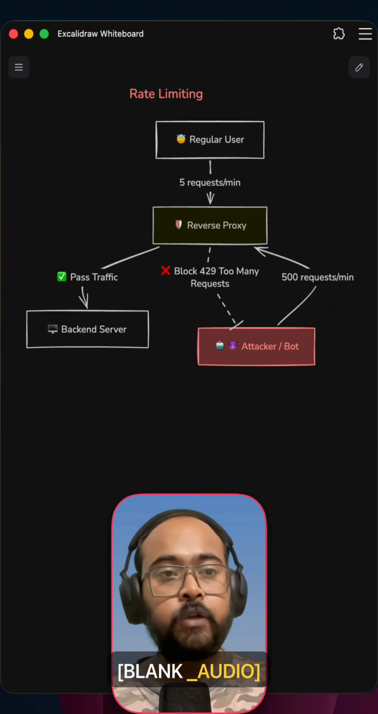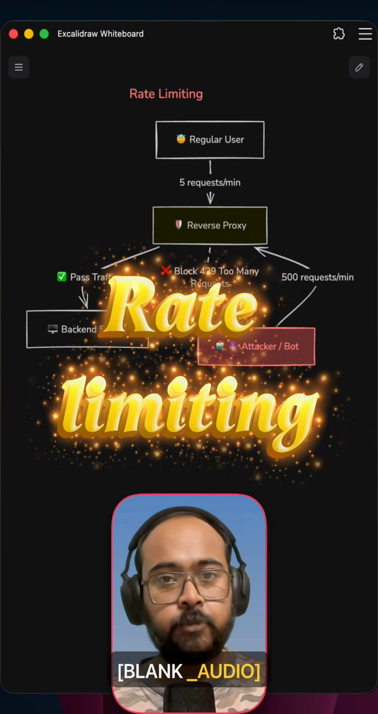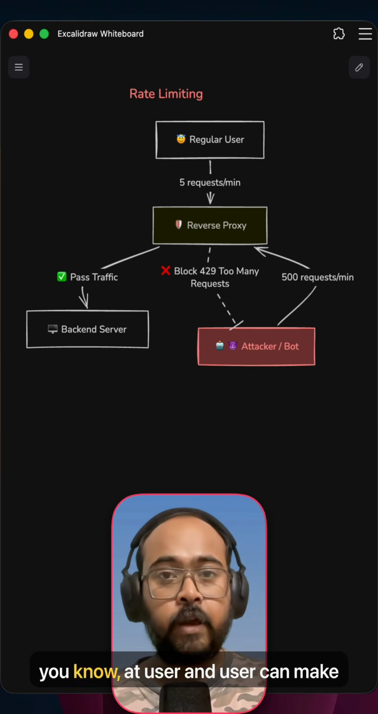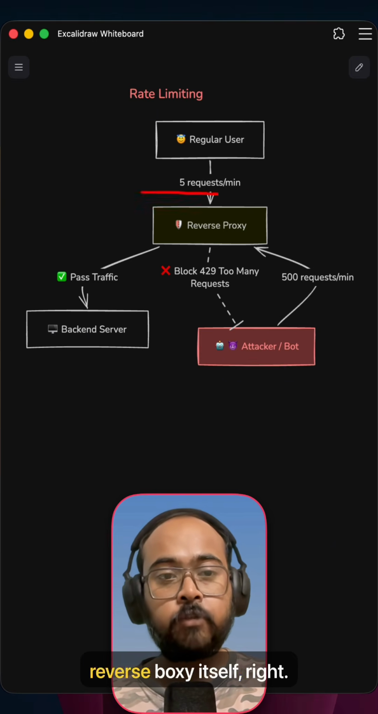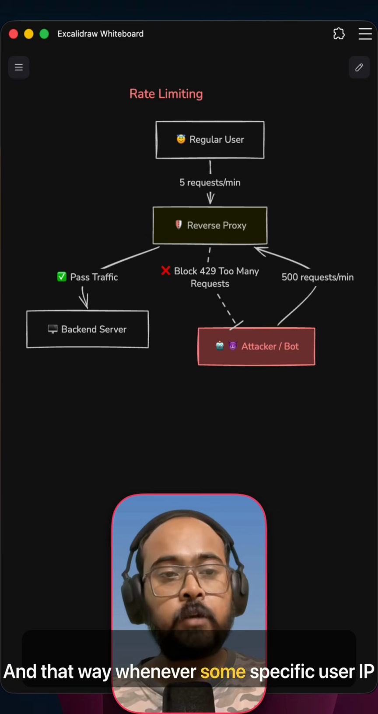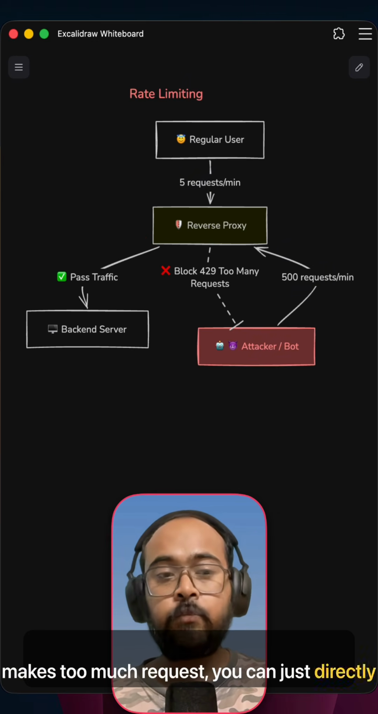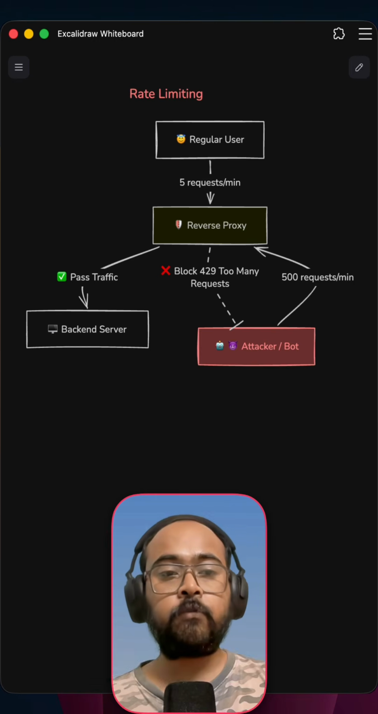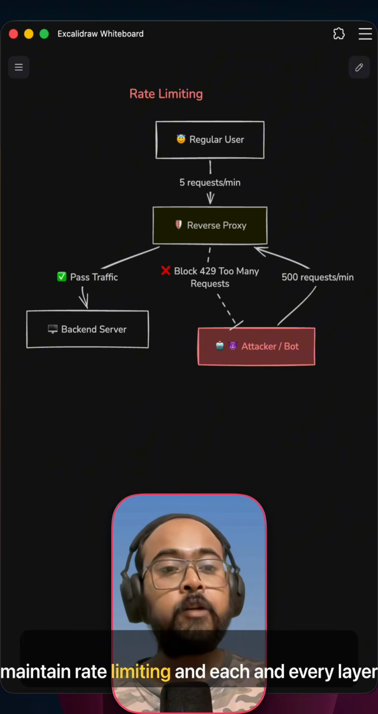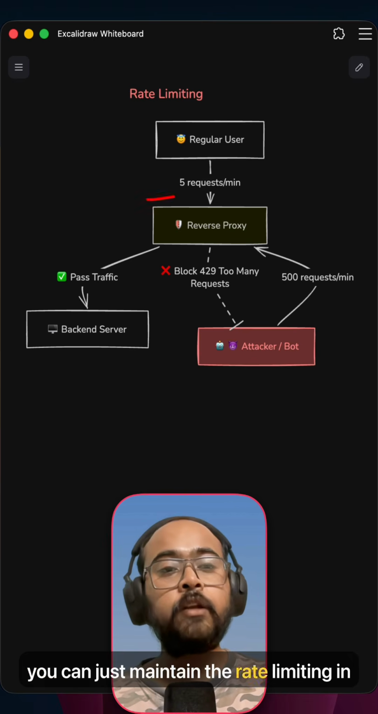The reverse proxy can help you with rate limiting as well. Suppose you want to set some user rule like, a user can make at most maybe 100 requests in a minute. You can set those rules in the reverse proxy itself, right? That way, whenever some specific user IP makes too many requests, you can just directly block those requests from the reverse proxy itself. So those extra requests will not go to the application server itself. This way you don't have to maintain rate limiting on each and every layer. Instead, you can just maintain the rate limiting in a single place.